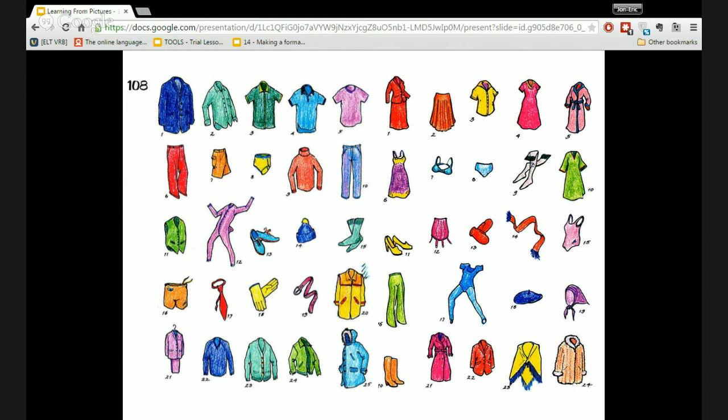6 through 25. You did 1 through 5. You said jacket, long sleeve shirt, short sleeve shirt, or button down. Number 4 is a short sleeve shirt. It can also be called a knit shirt, like this. I see. A knit shirt. 5 is a t-shirt. Okay. T-shirt.